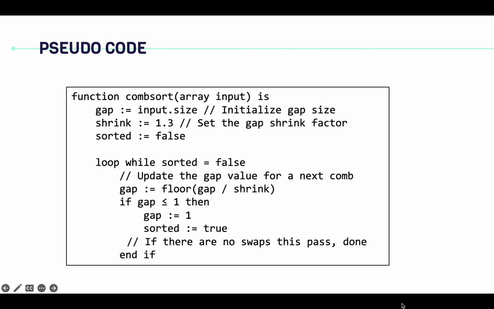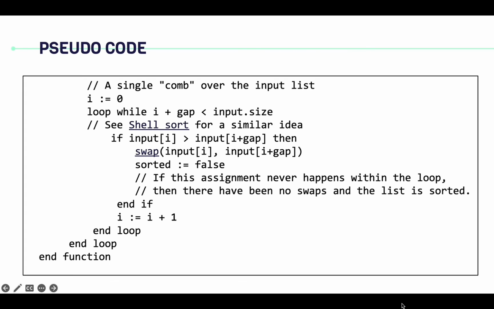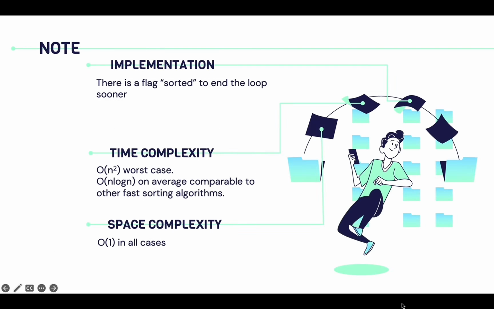sooner. So while the array is not sorted, we will update the gap and do the forward pass through the array, swapping the ith number and the i plus gap number if they are not in the correct position, while also updating the sorted flag if needed. This process continues on and on until the array is fully sorted.